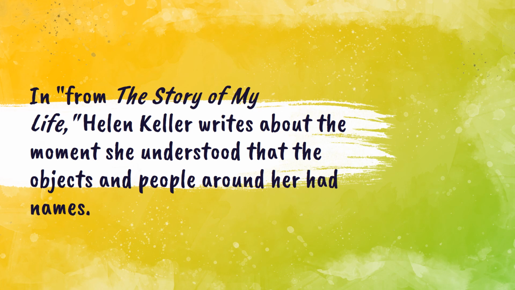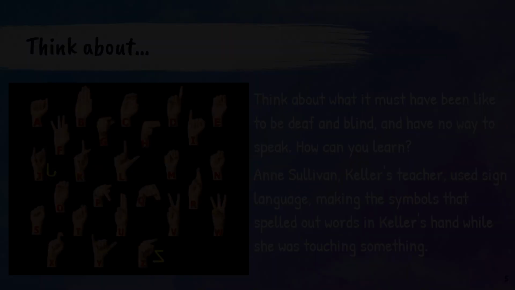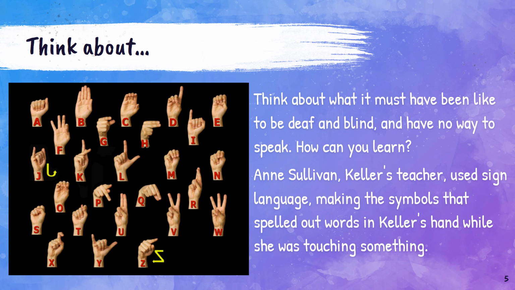In The Story of My Life, Helen Keller writes about the moment she understood that the objects and people around her had names. Take a minute, and I want you to think about what it must have been like to be deaf and blind and have no way to speak. How can you learn? This reminds me a lot of the text that we've been reading in class, Out of My Mind. She had to find another way to communicate.